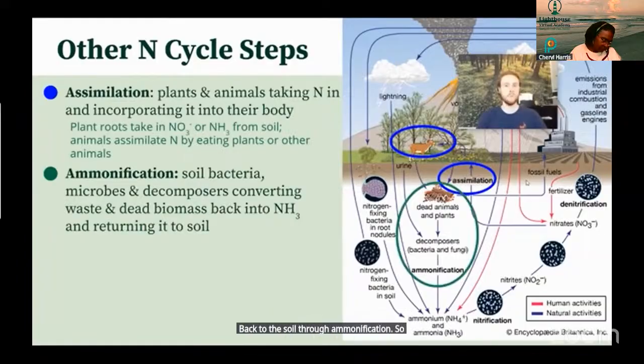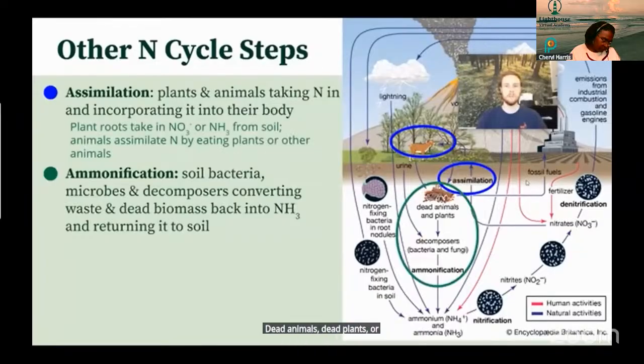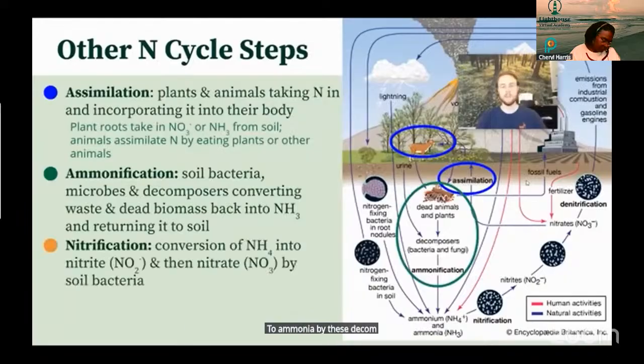So if we look at the circle in green here, we can see again these dead animals, dead plants, or their waste just gets returned to the soil to ammonia by these decomposers and other soil microbes.